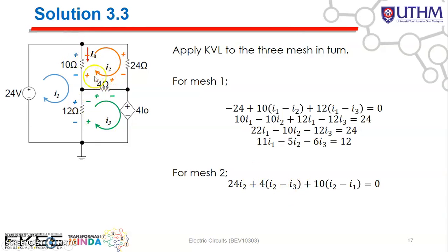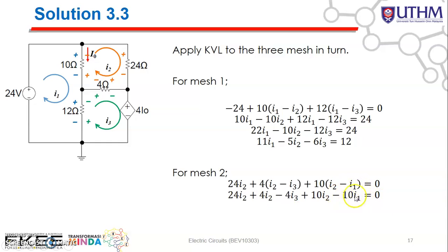10 ohm multiplied with I2 minus I1. Okay, 10 multiplied by I2 minus I1. Okay, and then after that we expand the equation: 24 I2 plus 4 I2 minus 4 I3 plus 10 I2 minus 10 I1 equal to 0. And then after that we can further simplify it.